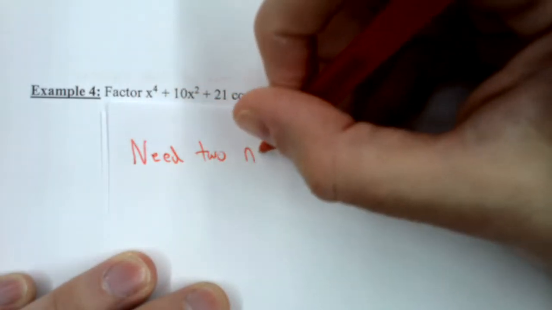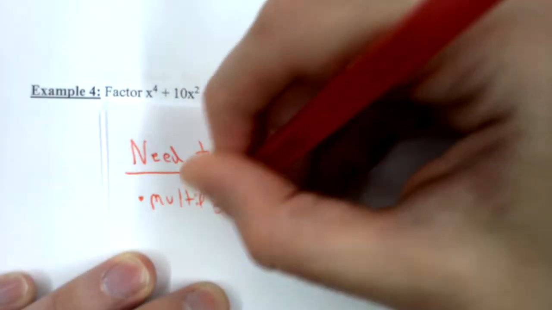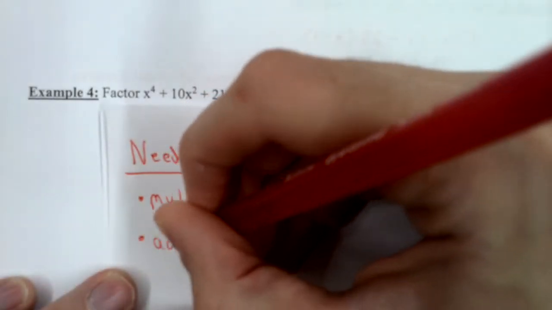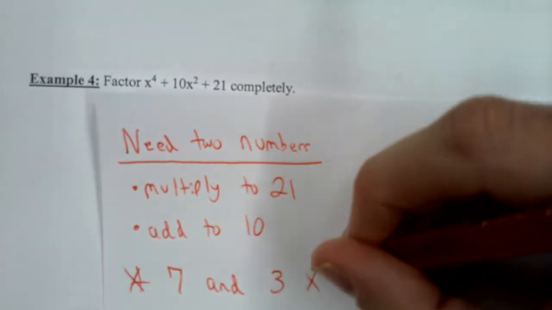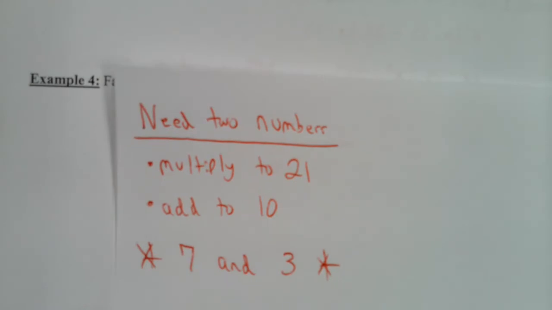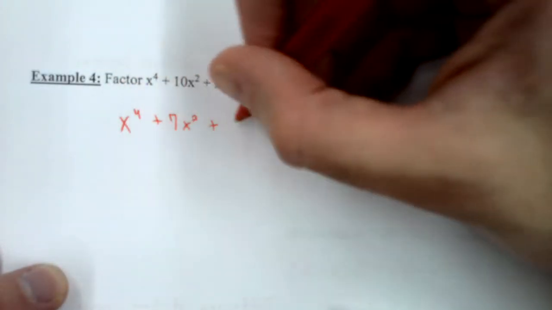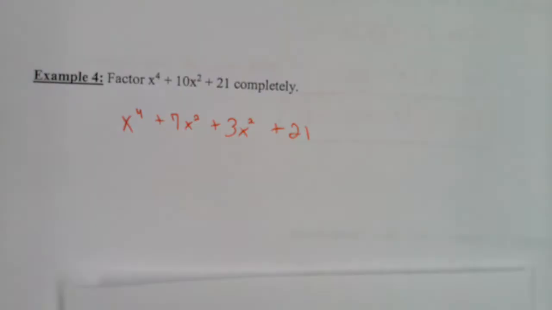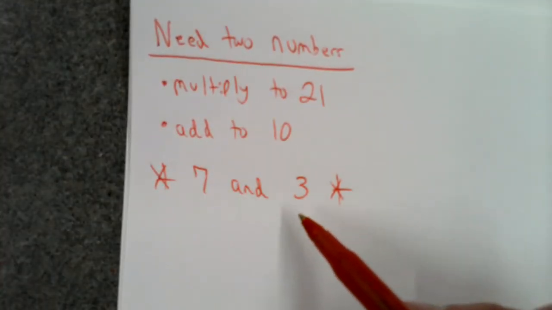Let me get a piece of paper. So let me just write that out. We need two numbers that multiply to 21 and add to 10. So the numbers that you want are going to be 7 and 3. So what I'm going to do is rewrite the middle term, 10x squared, as plus 7x squared plus 3x squared. So I took the middle term and replaced it with these two numbers, and I added x squared to each.